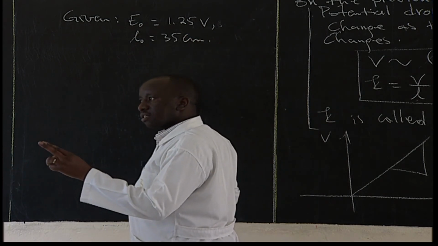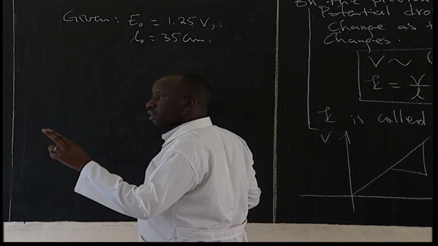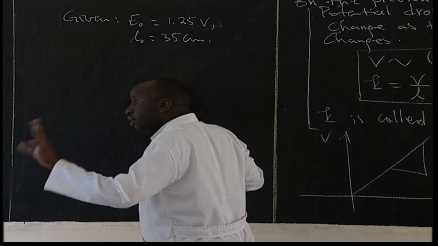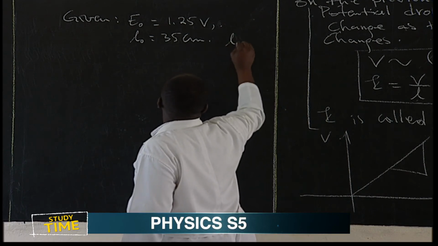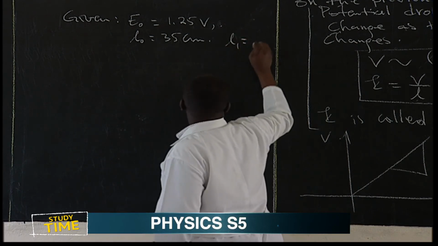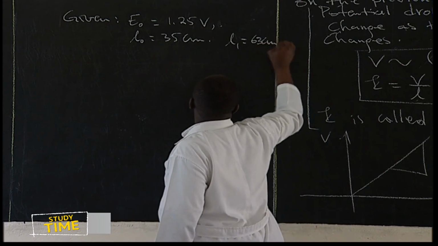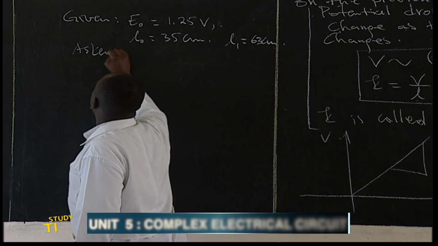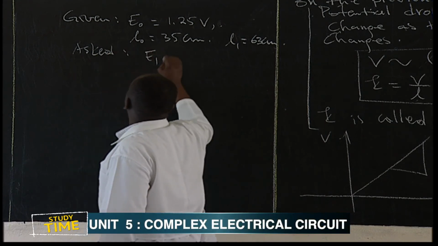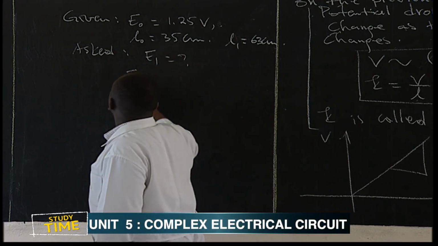And what else is given there? The cell is replaced by another, and then the balance point shifts to that one. L1 equals 63 centimeters. Then, as you see, if we are being asked now to find E1, then we can immediately apply the formula.